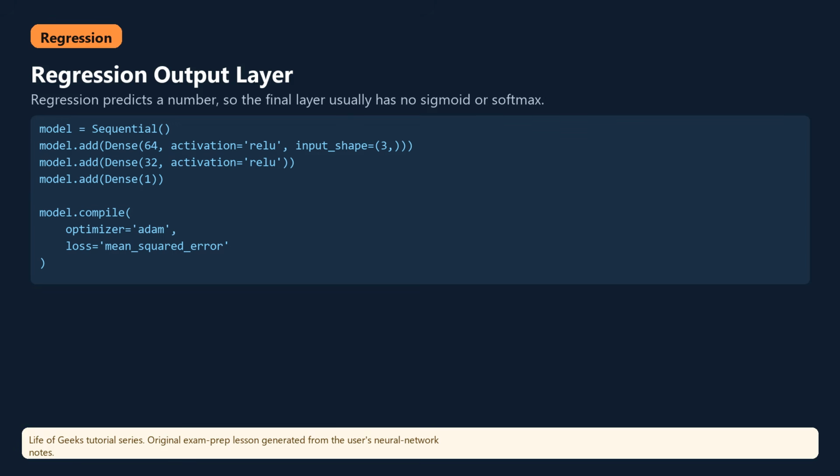The compile step uses mean squared error because regression measures numeric distance between prediction and true value. In exam language, say, for regression, remove the final classification activation and use a regression loss such as mean squared error.